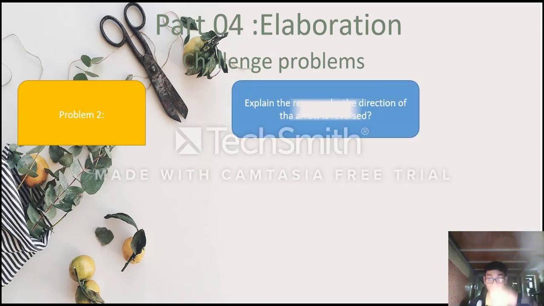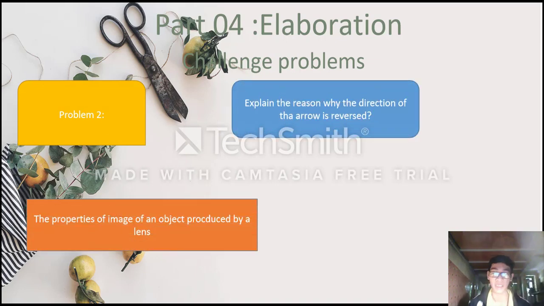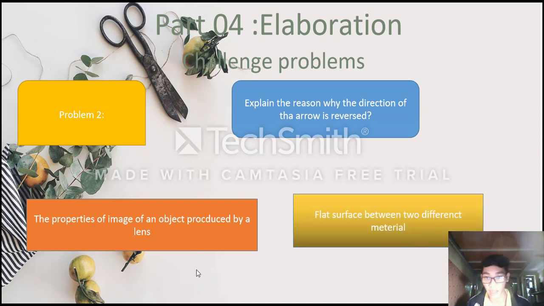Firstly, they can recall the knowledge about the properties of the image of an object produced by a lens, and about the concept of refraction between two different materials, and they can draw a diagram to easily understand and imagine what happened.